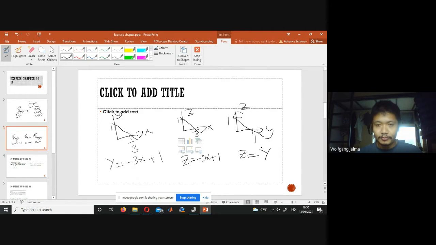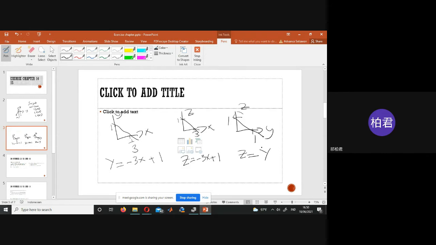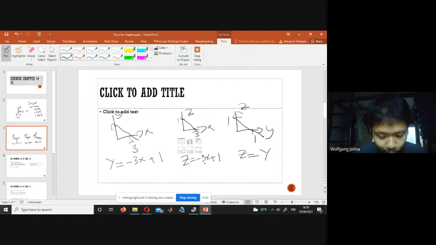Isn't the third one z equals to negative y plus one? You are right. Minus y plus 1. Yes.